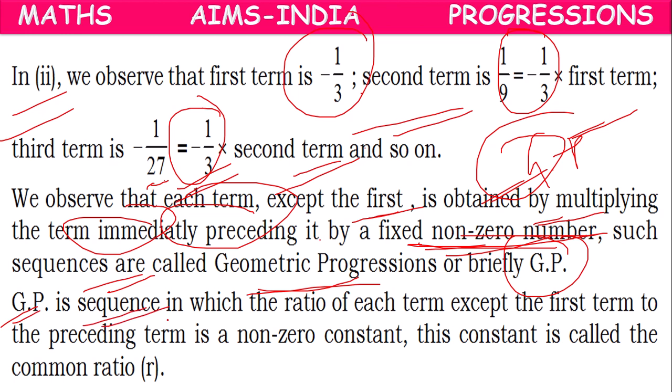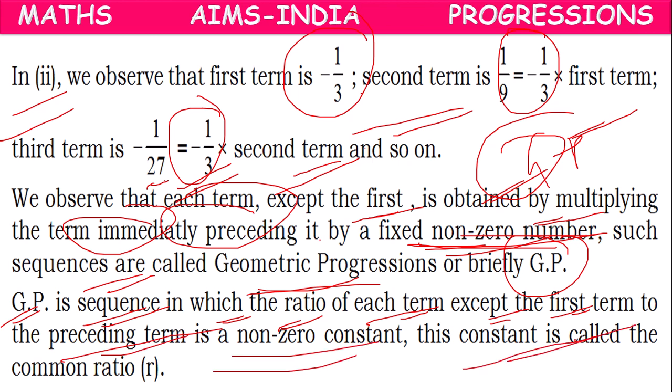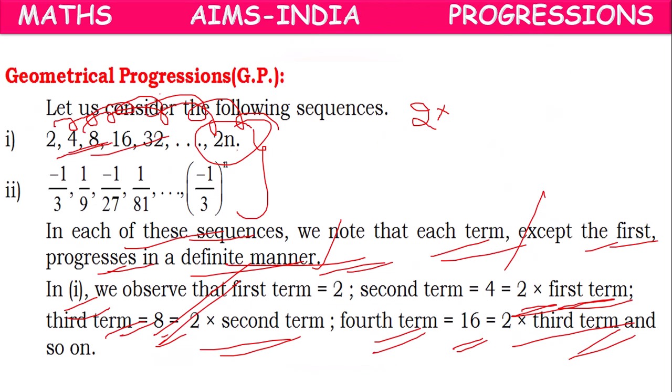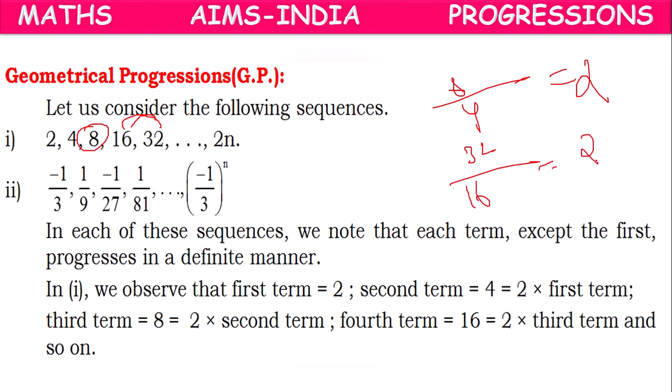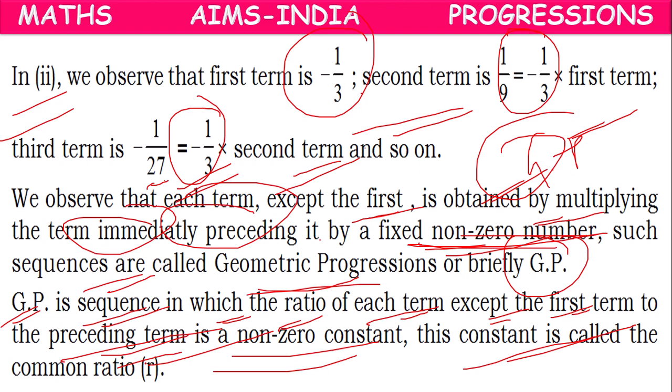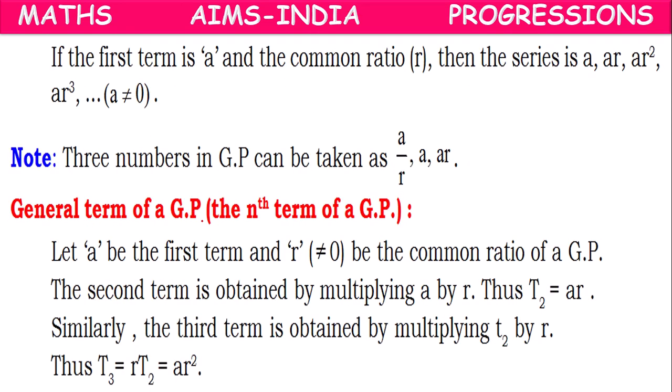So GP is a sequence in which the ratio of each term except the first term to the preceding term is a non-zero constant, and this constant is called common ratio. You can take any term and its preceding term, the ratio will be constant. Any term, 32, its preceding term is 16, ratio is 2, constant. So that's why this ratio is called common ratio, denoted by R.